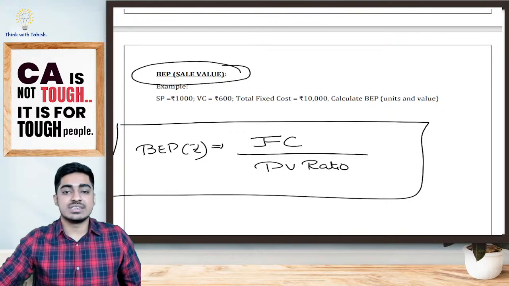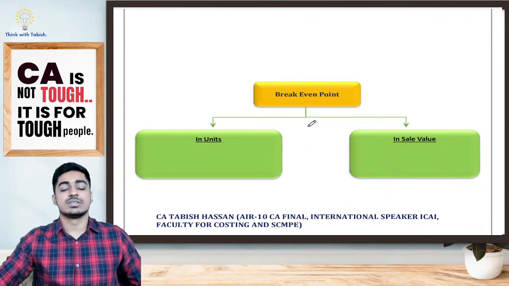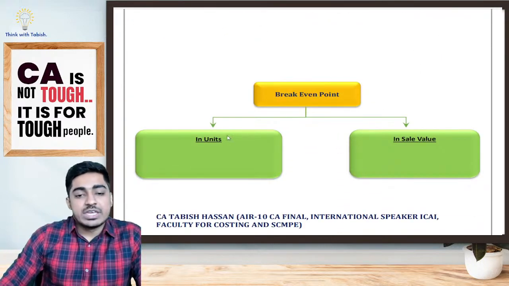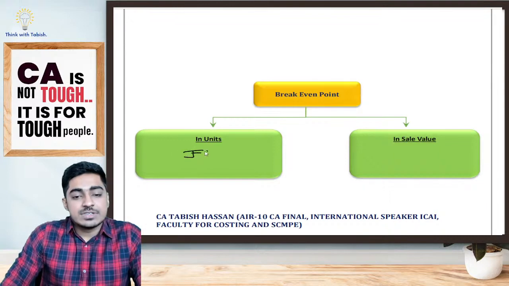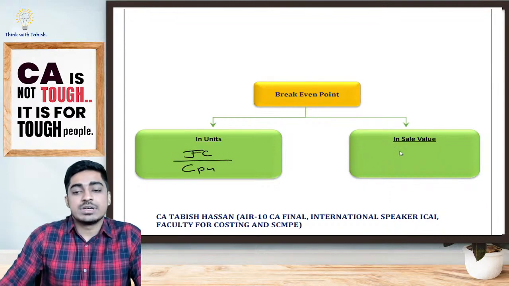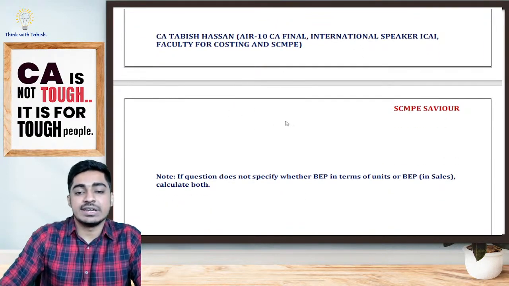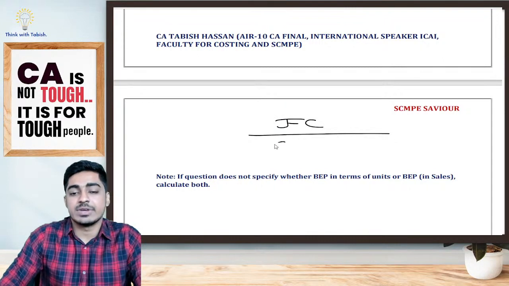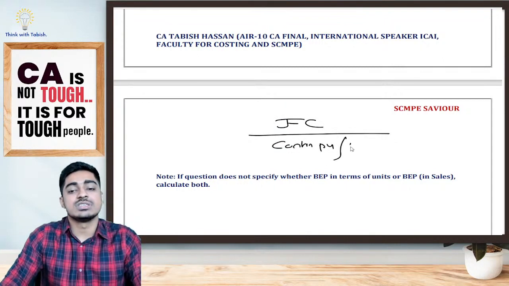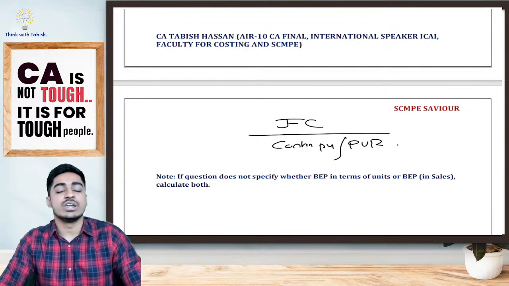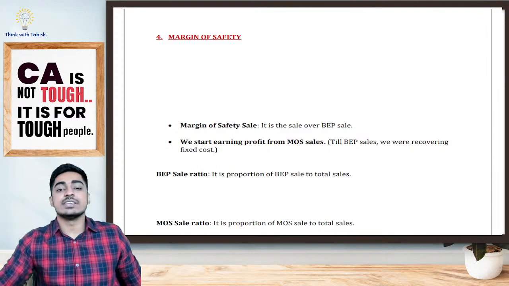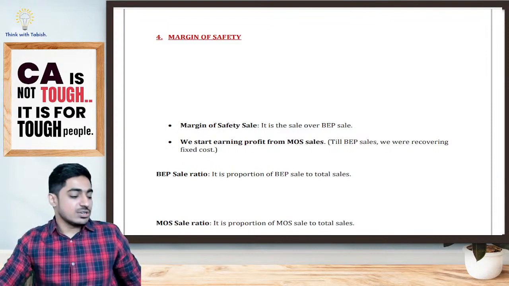Yes, these are the basics. So trying to go a bit fast. Break-even point in terms of units is fixed cost divided by contribution per unit. In terms of sale value, it is fixed cost divided by PV ratio. If you want to write it together, it is nothing but fixed cost divided by contribution per unit, you get it in terms of units. You divide by PV ratio, you get it in terms of sale value. Next thing that we have is the concept of margin of safety.